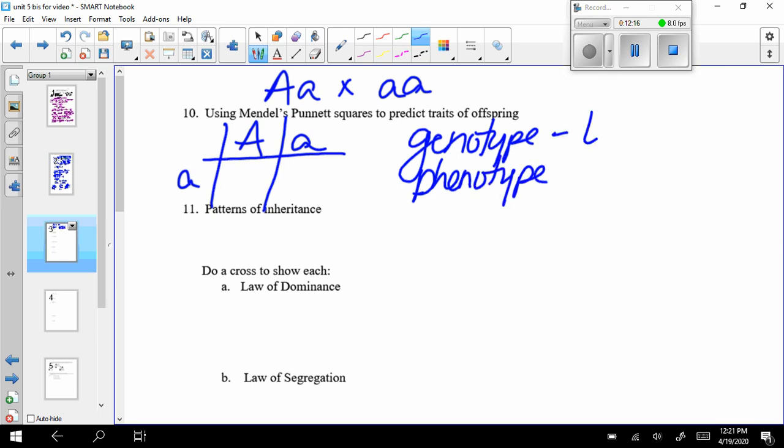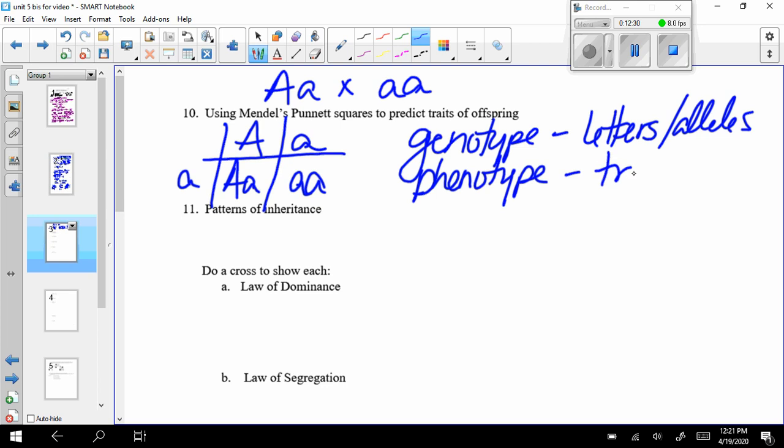So a genotype is the letters, the alleles. What are the odds that it's going to be big A, little a? 1/2. What are the odds that it's going to be little a? 1/2. And a phenotype is the actual trait. How is it distinguished? How is it seen? So let's say this leads to short fingers, and this one leads to long fingers. That's the expression of the trait. That's the phenotype.